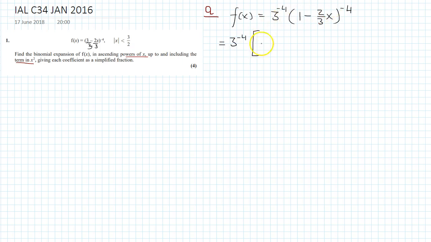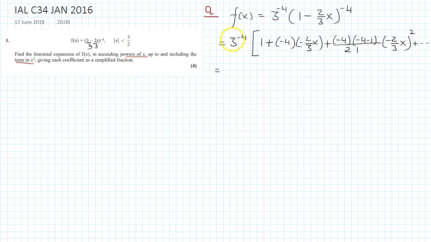And what we have here is 1 plus nx. n is minus 4, x is minus 2 over 3 x. Plus n(n minus 1), that is minus 4 times minus 4 minus 1, over factorial 2, that is 2 multiply 1. x is minus, x means second term, 2 over 3 squared, plus, you have to write it up to x squared only.